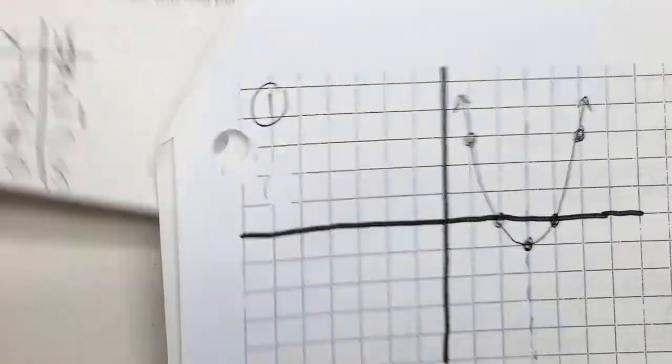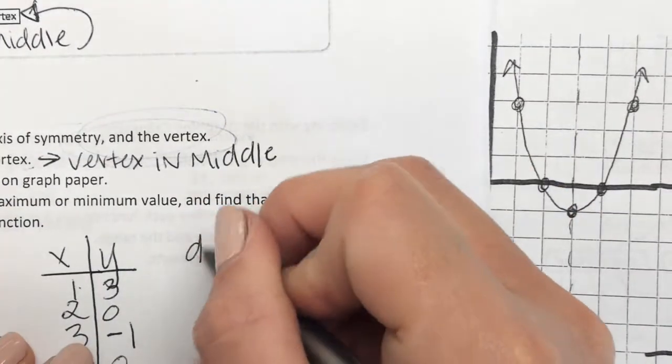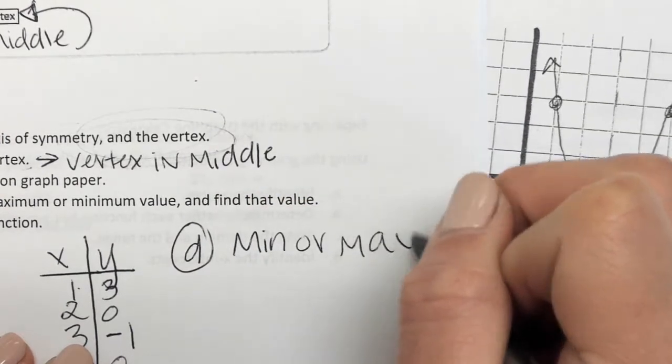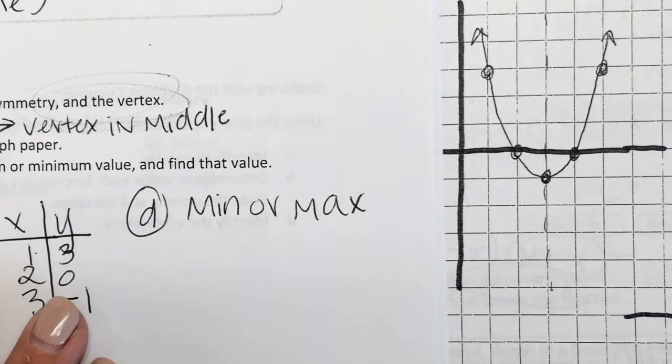Alright, going back to your paper now. It says for part D, determine whether it has a min or max value and find that value. By just looking at the graph, what do you think, just your thoughts, would this graph, this parabola, have a min or max? What do y'all think?